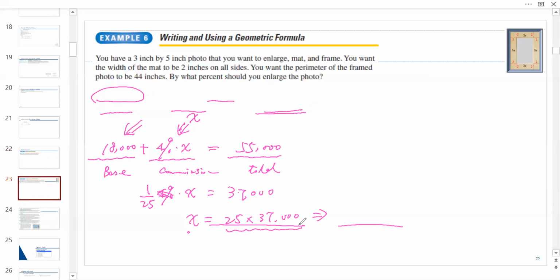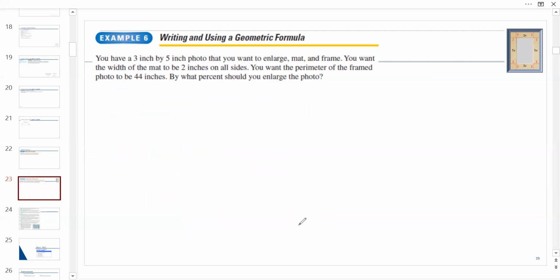All right, let's see this one. This one may be a little bit challenging, a little more complicated. Writing and using a geometric formula. We need a geometric formula. Let's read this one first.